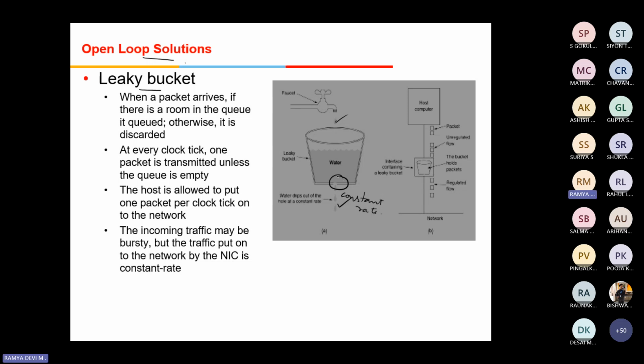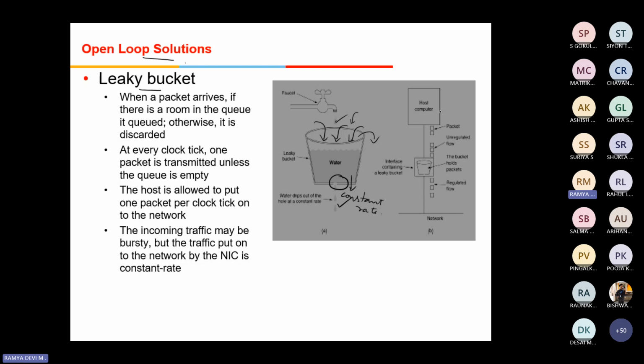The water is leaking at a constant rate. This rate is not a particular rate of transmission. It is not restricted to a particular limit. The inward flow is not restricted, but the outward flow is restricted. So if the bucket fills up faster, it will still leak at a constant rate, and some of the packets will be discarded. Why? Because some water overflows, right? So this is the leaky bucket technique.